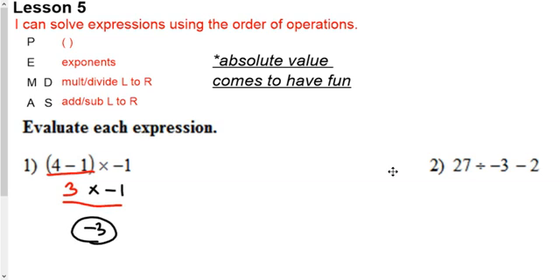The next one, there are no parentheses to do here. There are no exponents to do. There is some division that pops up, so we will do this first, and this becomes negative 9. We have left over minus 2.